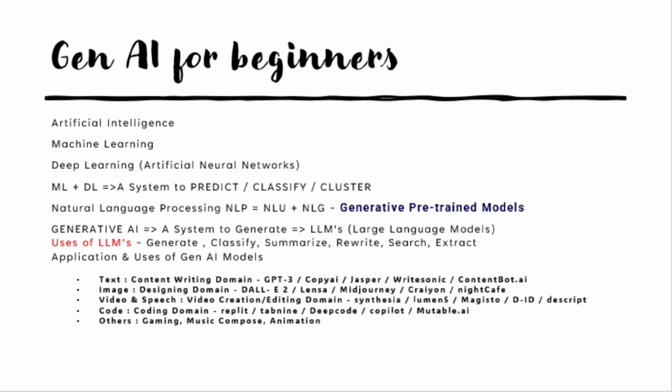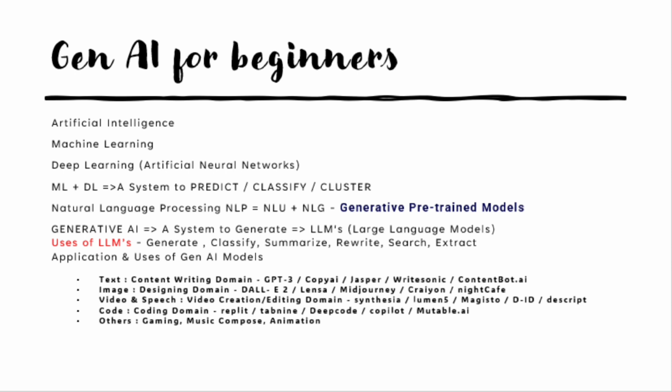In the writing domain, you have seen Jasper, Copy AI, Writesonic, and Content Board.ai. These are different AIs for creating content. For example, if you are a blogger, you can get content from these. Or if you are a YouTuber, you do not need to go for a paid copywriter. You can create your own content by using these AIs.